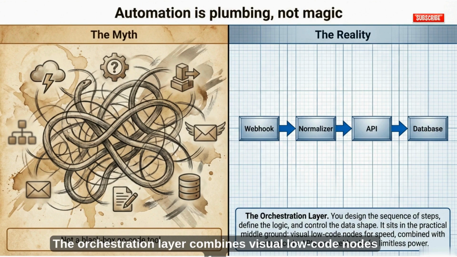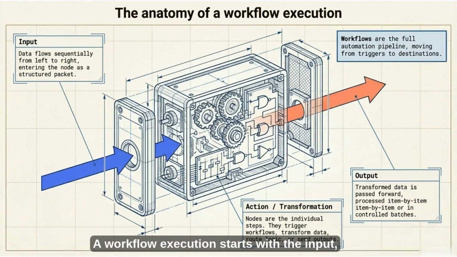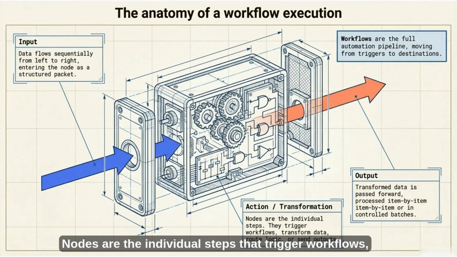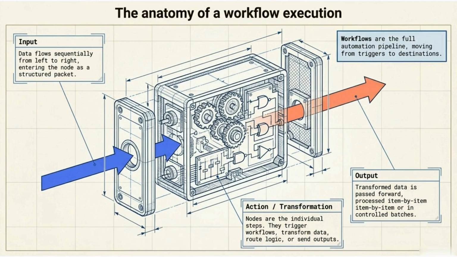The orchestration layer combines visual low-code nodes for speed with custom code, APIs, and webhooks for limitless power. A workflow execution starts with the input, where data flows sequentially from left to right. Nodes are the individual steps that trigger workflows, transform data, route logic, or send outputs, resulting in transformed output data.